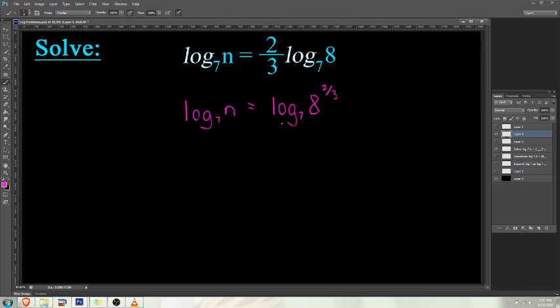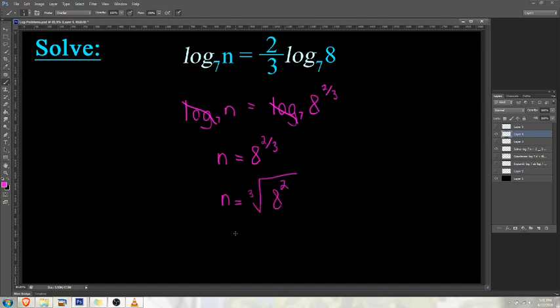Okay, we've got another bye-bye logs problem. We can ignore these bases and just set these guys equal to each other. n equals 8 to the 2/3. Okay, so what does this fractional exponent mean? It means that we are going to take the cube root of 8 squared. So n equals, we just rewrite this as the cube root of 8 squared.